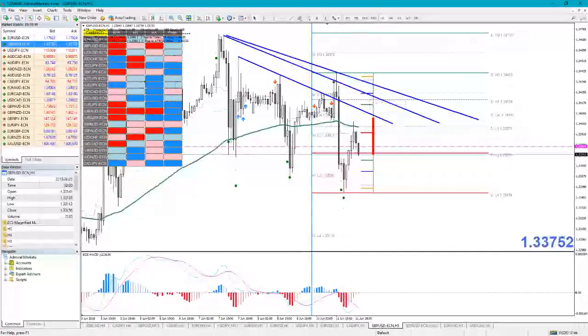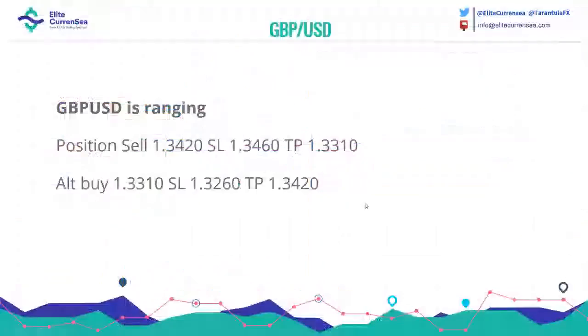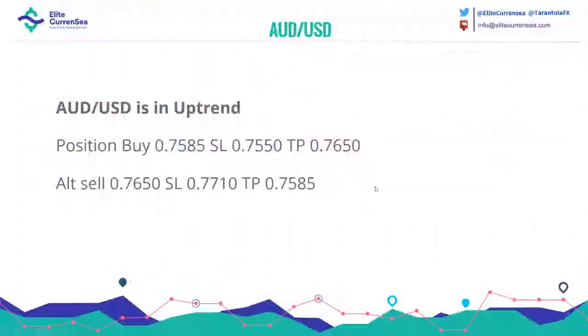Next one is the Australian dollar. The Australian dollar is in uptrend. You can buy around 75.85. Stop is 75.50. TP is 76.50. Alternative sell is 76.50. Stop is 77.10. TP is 75.85. So this is the Australian dollar here.